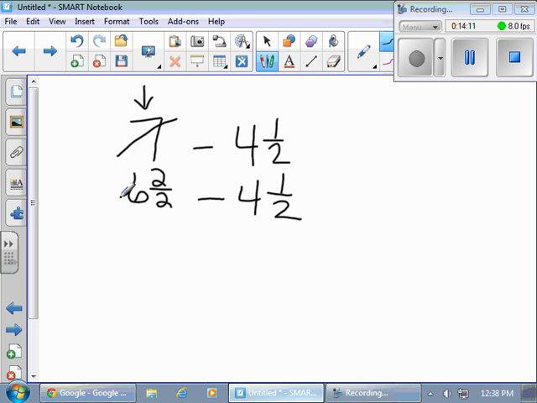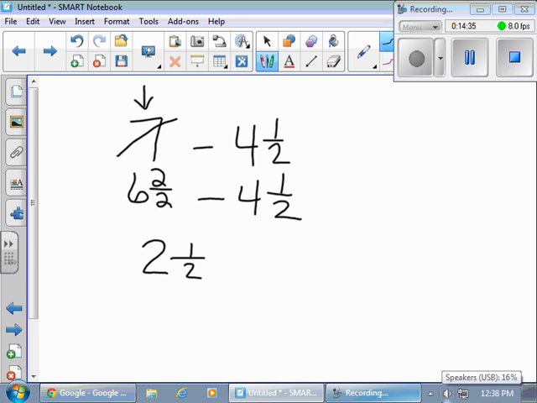So now, can I go 6 and 2 over 2 minus 4 and 1/2? Look at your fraction first. Yes. 2 minus 1 is 1, and the bottom number is going to stay 2, correct? Because I was able to do that, now I can go do my whole numbers. What's 6 take away 4? So my answer is 2 and 1/2. That's easy. Okay?